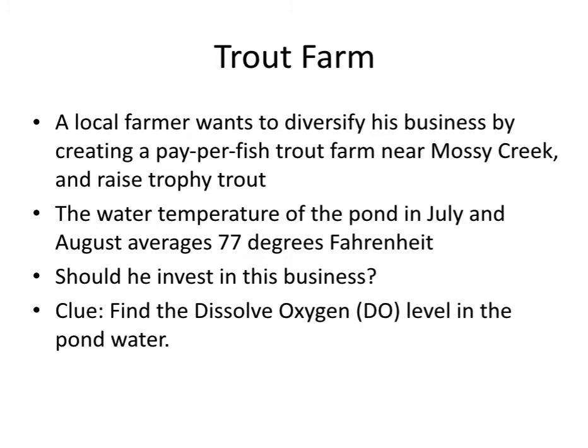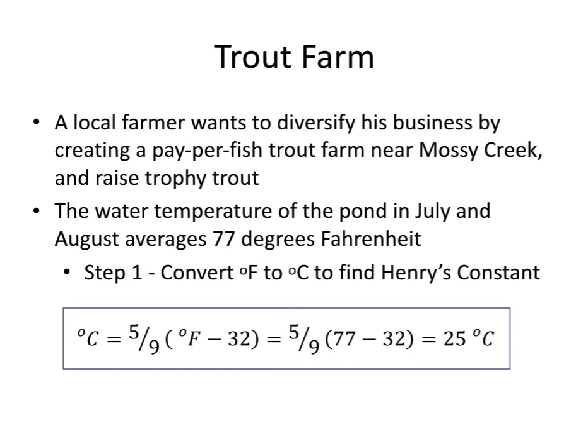So what we want to do is find the dissolved oxygen level in this pond water when the water temperature is at its highest values in late July and August. So the first step is going to be to convert the degrees Fahrenheit to degrees Celsius to find the Henry's Law constant from the previous table. To convert degrees Fahrenheit to degrees Celsius, we subtract 32 degrees from the Fahrenheit degrees and multiply it by 5/9. Conveniently, this gives us a value of 25 degrees Celsius.